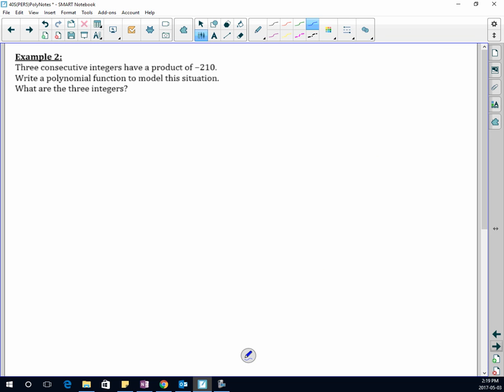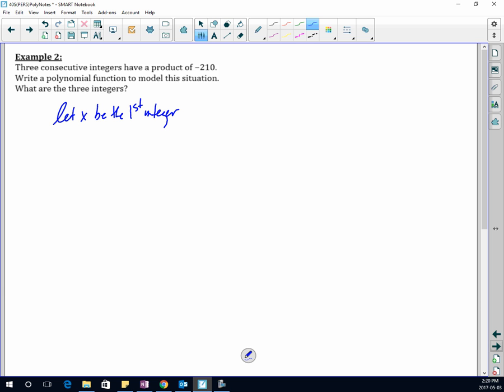3 consecutive integers have a product of negative 210. Write a polynomial function to model the situation. What are the 3 integers? These are the questions that you always get in the math contest, yeah. Okay, so we don't know what the first, does everybody know what a consecutive integer is? Yeah, like numbers in a row. Okay, so if let x be the first integer, what would the second integer be then?